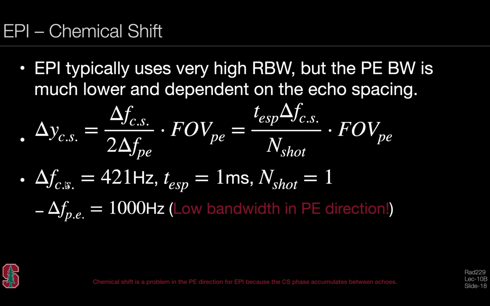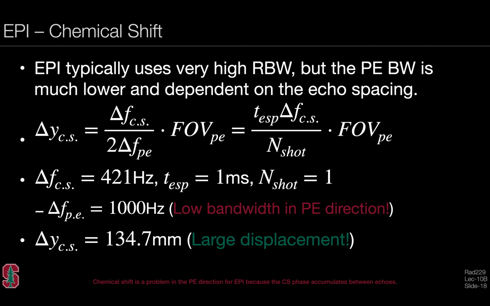So again, a typical off-resonance frequency for chemically shifted fat is about 420 hertz. A typical echo spacing is about 1 millisecond. And again, if we're using single shot imaging, then that means our bandwidth in the phase encode direction is only about 1,000 hertz, which is very low compared to what we were just discussing in the context of the frequency encoding direction. And this can lead to very, very large displacements on the order of tens of millimeters or many centimeters, which leads to large fat ghosting artifacts in EPI trajectories.